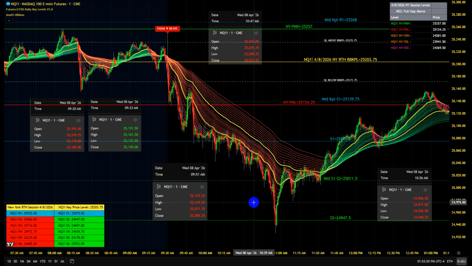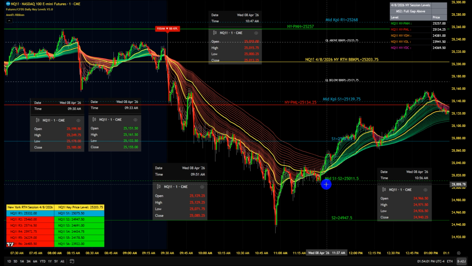Next, we have the 10:47 a.m. candle here. That's where it hits mid S1, S2, 25.011.50. So that is going to be 173.50 points times $20 a point, $3,470. Of course, that's before any slippage and commissions.